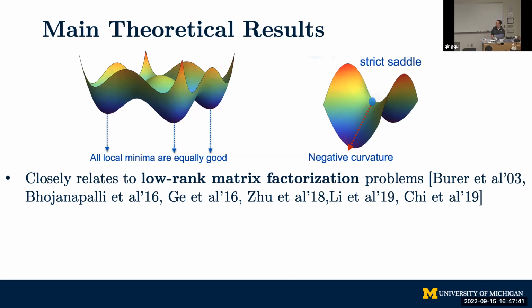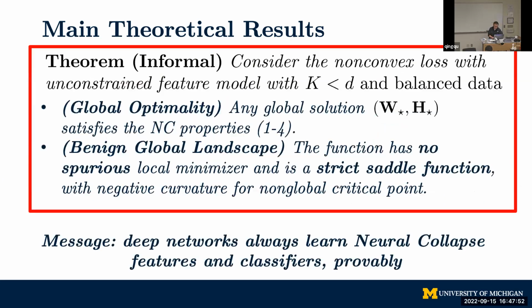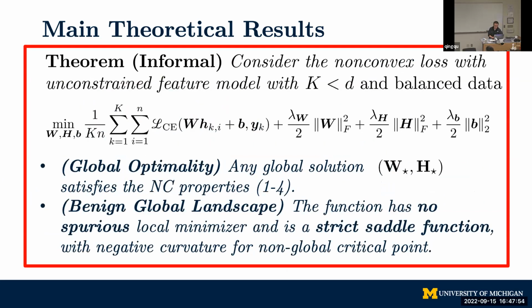That's the implication of our K result. And next, I want to compare the result to related works. One thing you can observe here is that the problem formulation, once you assume this unconstrained feature model, is actually pretty close to a matrix factorization problem.